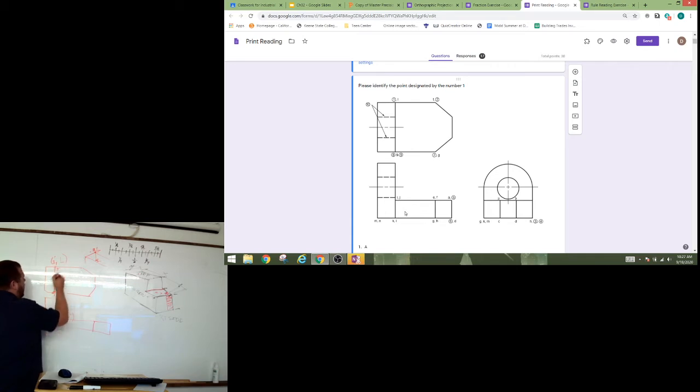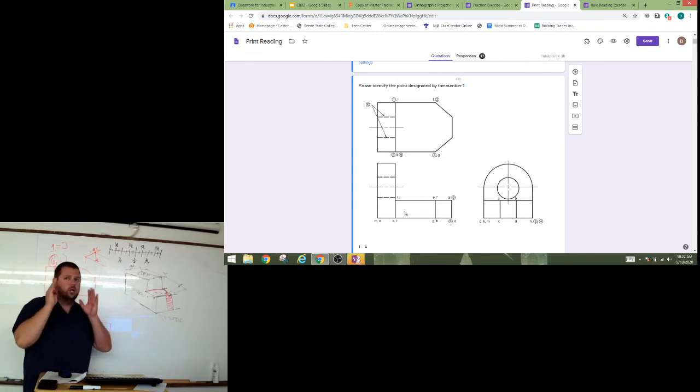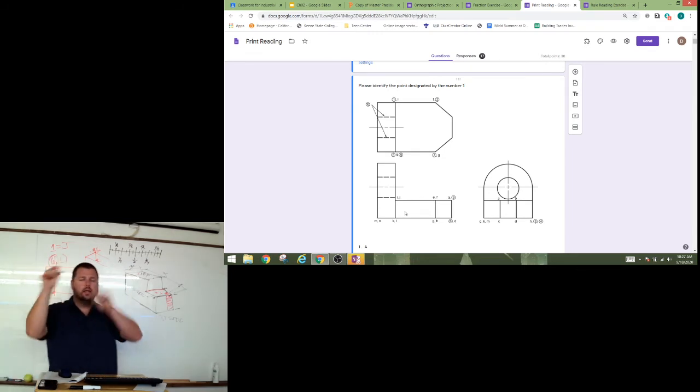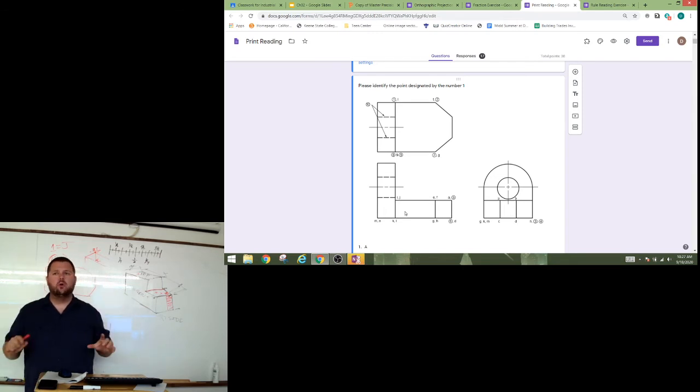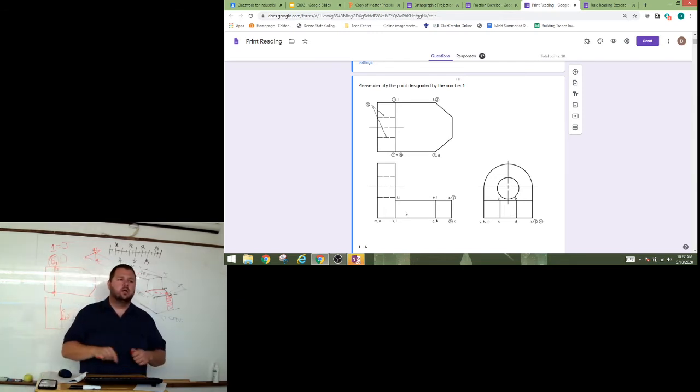So close point is I. Far point is J. That means that 1, which would be our close point here, 1 is J. I hope that makes sense. What we're trying to do is we're trying to look at these lines, and we're naming the lines. As you go through, you'll gain more information, and you'll be able to name more of them.